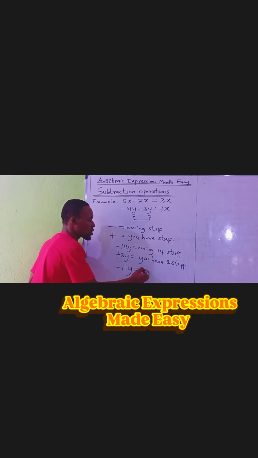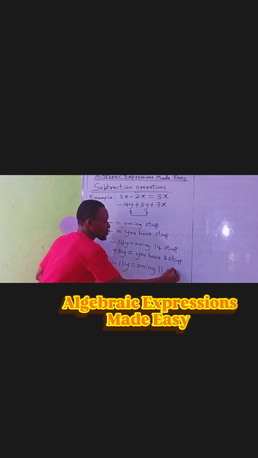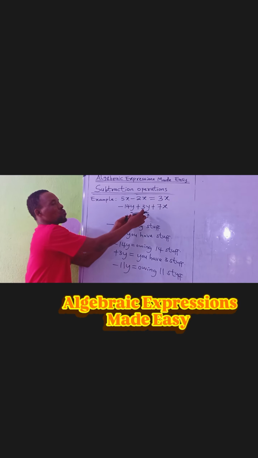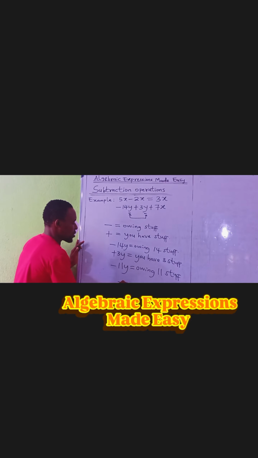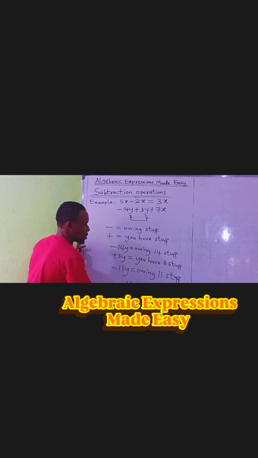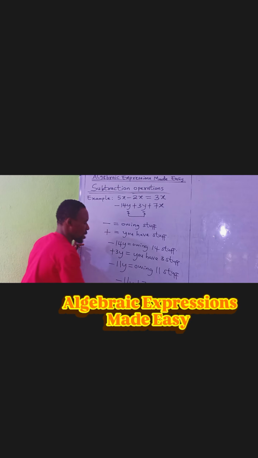So you are still owing 11 stuff, right? So that is how we got minus 11y. So these two together will give us minus 11y. And then we now write plus 7x. Now this is our final answer, right?